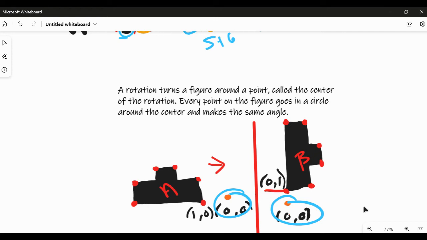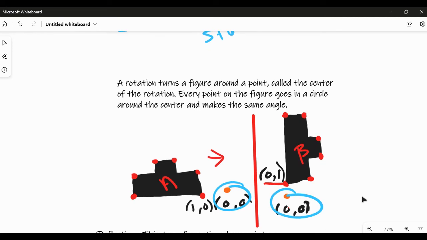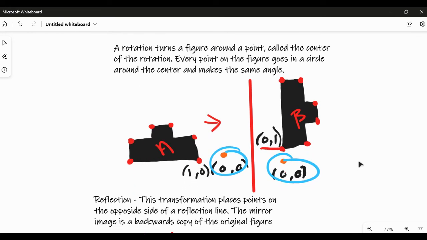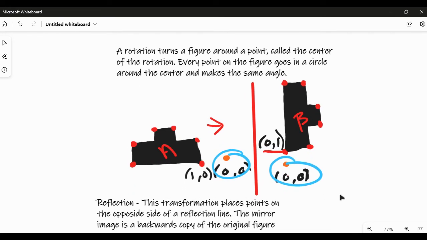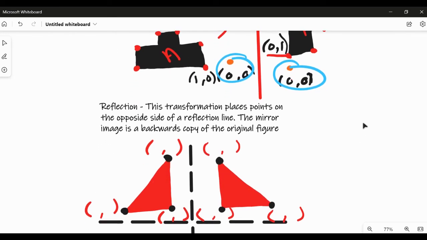Okay. Moving on, we have our final transformation. All right. It is known as a reflection. This transformation places points on the opposite side of a reflection line. The mirror image is a backwards copy of the original figure. So let's just take a look at that one.